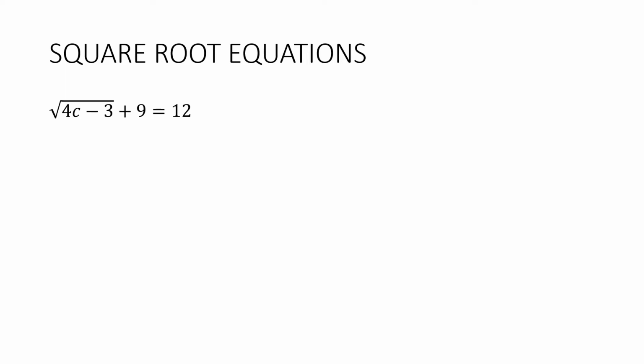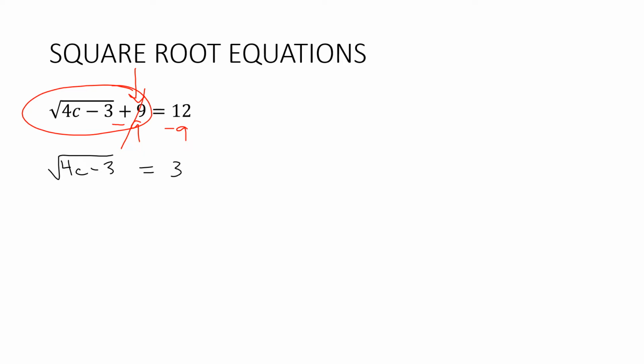So basically, we're going to get rid of one number at a time until the only thing left is just c. If you look over here at the left-hand side, we're going to work our way from the outside in. So the first term I'm going to get rid of is this plus 9. Now, just like always, to get rid of something, you do the opposite. So if this is a plus 9, then I'm going to subtract 9 on both sides, because 9 minus 9 cancels out, which leaves us with just square root of 4c minus 3 equals 3 over here. 12 minus 9 is 3.